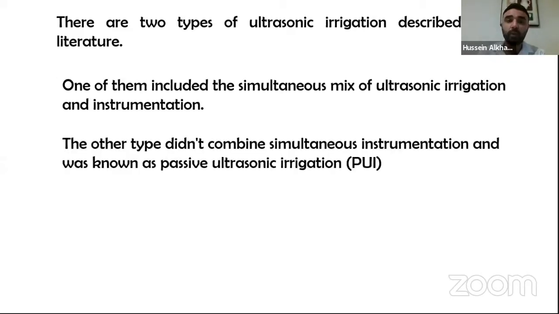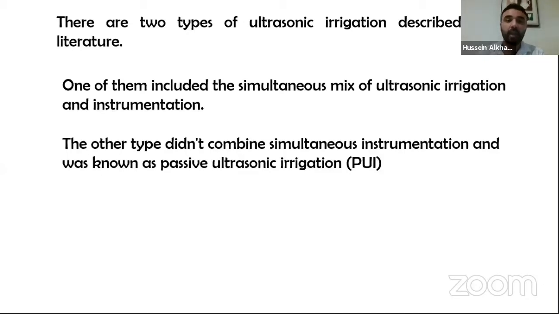The earlier form included simultaneous mix of ultrasound irrigation and instrumentation procedure. This type showed a lot of procedural errors, such as ledging, zipping, and perforation, because the dentine cutting procedure during instrumentation was uncontrolled. So it ended with some iatrogenic mistakes. Later on, this type of instrumentation and activation, as you can see, is diminished.